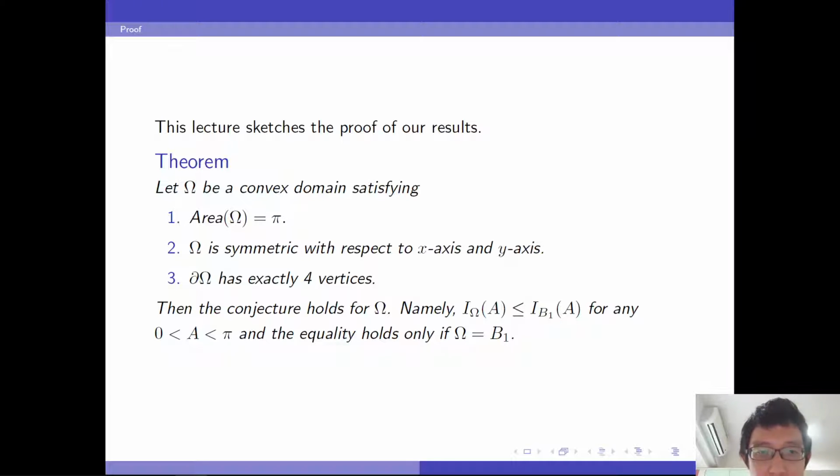Then the conjecture holds for omega, namely, the isoperimetric profile of omega is bounded from above by that of the unit disk. And the equality holds only if omega equals B1.